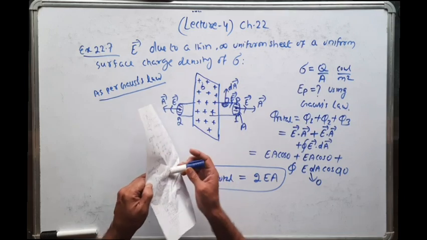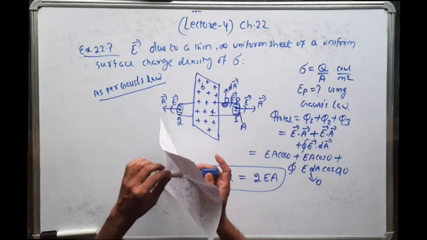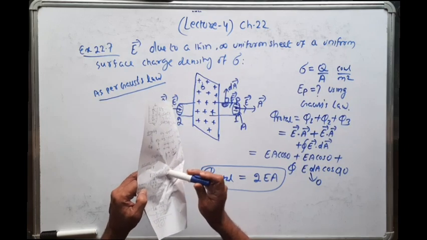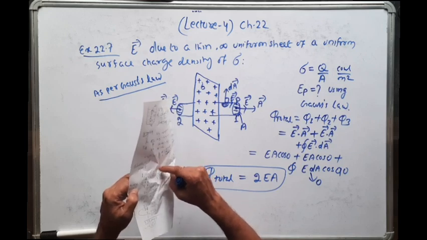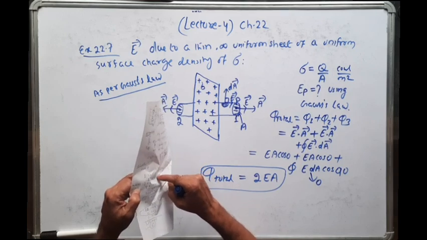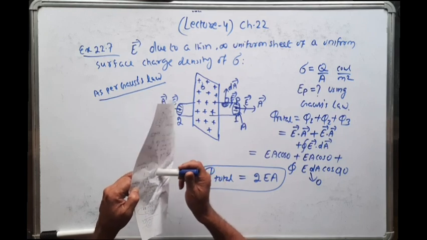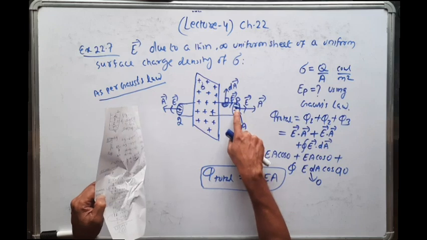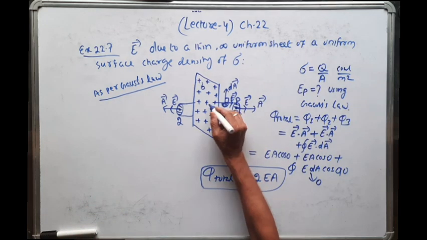Now tell me what is the flux through this Gaussian cylinder. Outside this plate there is no charge, and on the left side of this plate there is no charge. So what is the charge inside the cylinder? The charge is equal to the charge on the surface area of this plate which is penetrated by the cylinder. So this is also A, because this area is A. This area is also A.